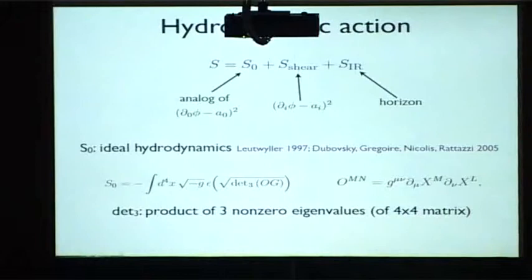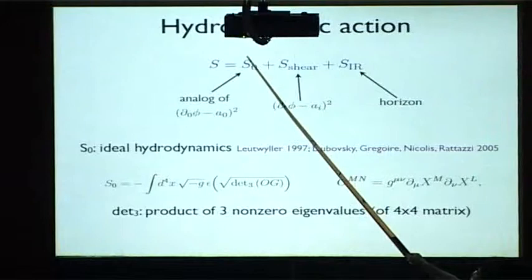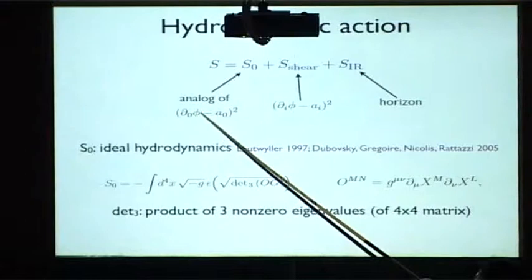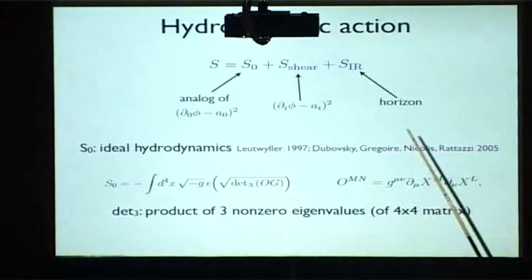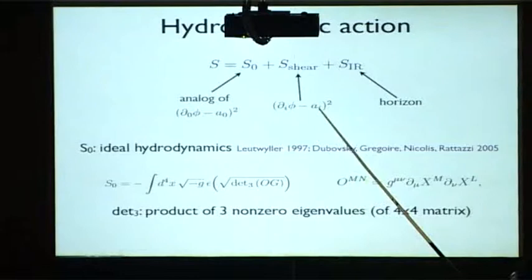Okay, so the hydrodynamic action consists of three parts. One, we call S naught. That is the analog of the d0 phi minus a naught squared part of the action for the pions. Another part of the action is the shear part that contains a i, and through that a i it's coupled to the horizon. Okay?